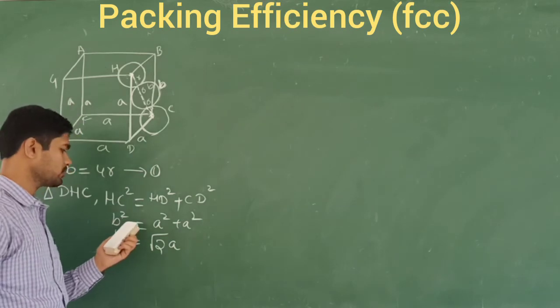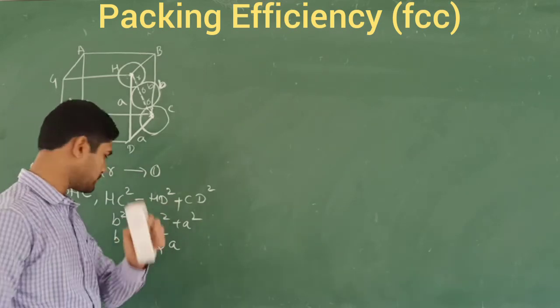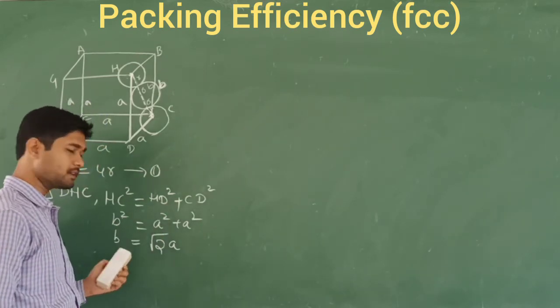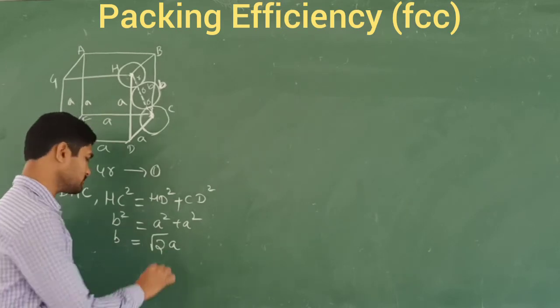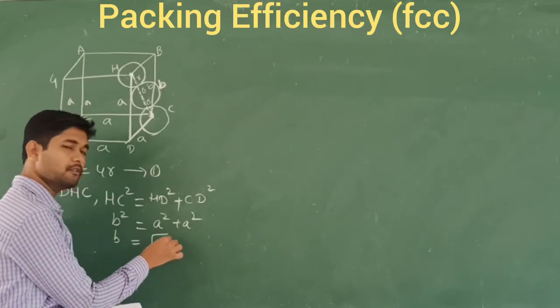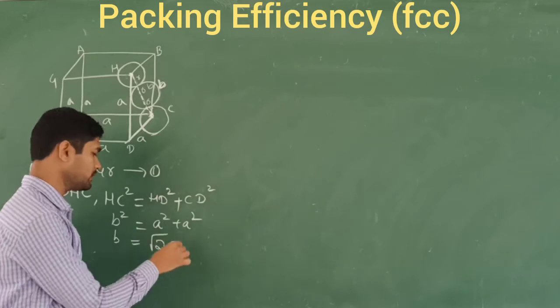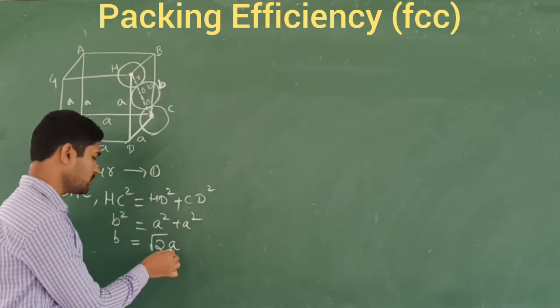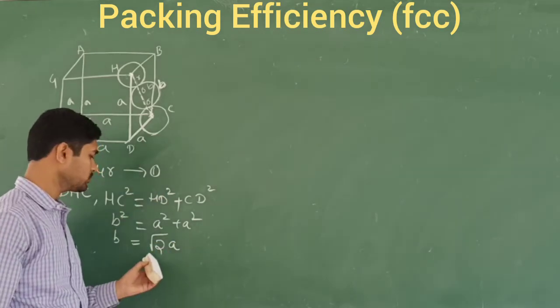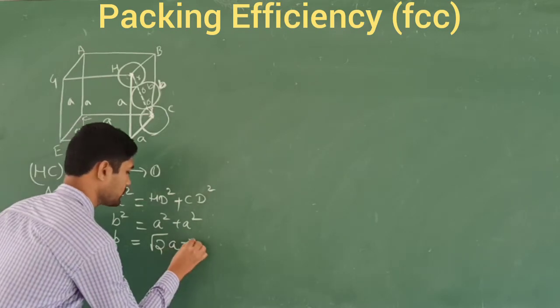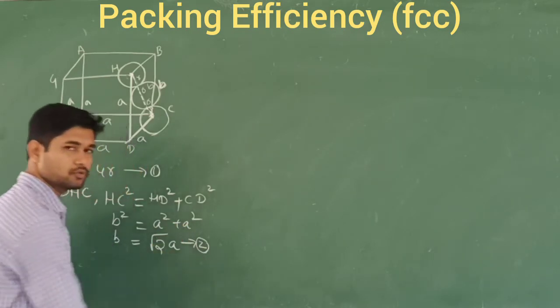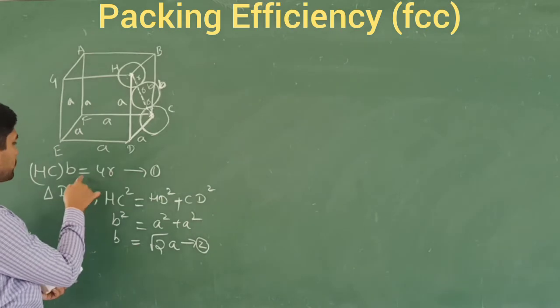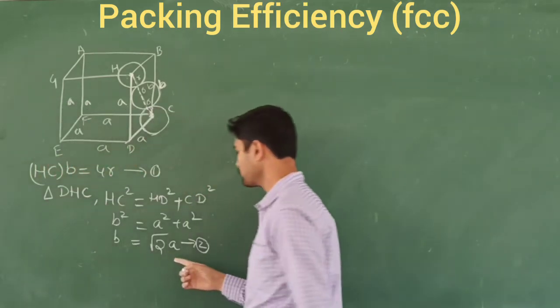Right, because B square is equal to A square plus A square, that is 2A square. In order to remove this square, 2A square becomes the root, and when you take it under the square root, the 2 and the square root cancel, and you obtain root 2 A. So this equation I am going to call equation 2. See here, B is equal to 4R and B is equal to root 2 A.